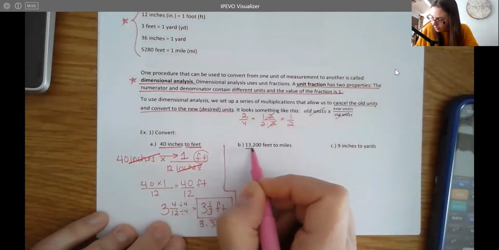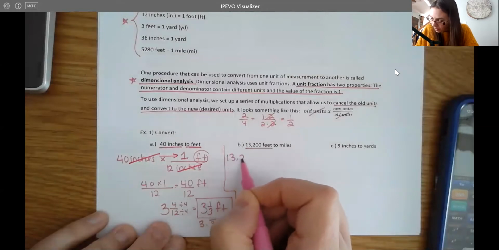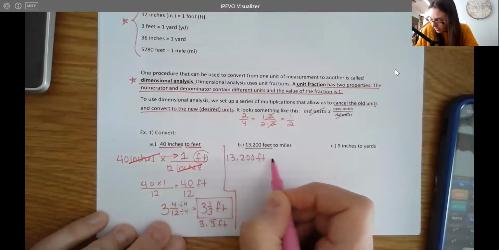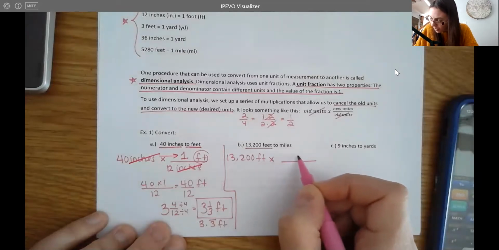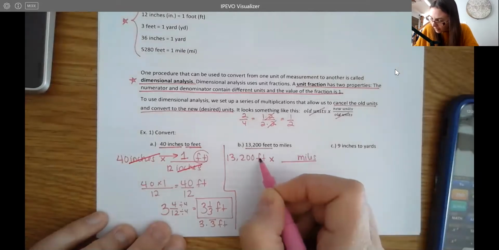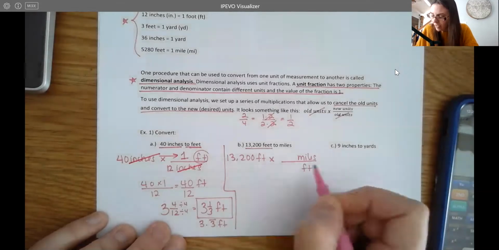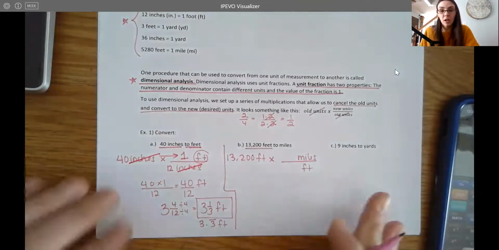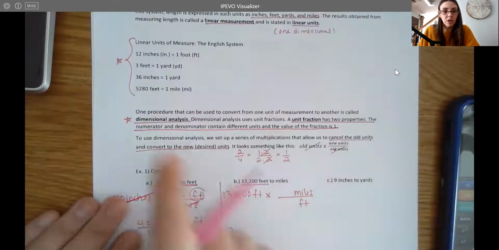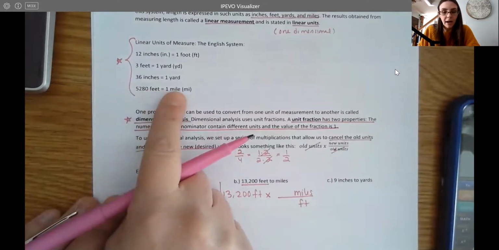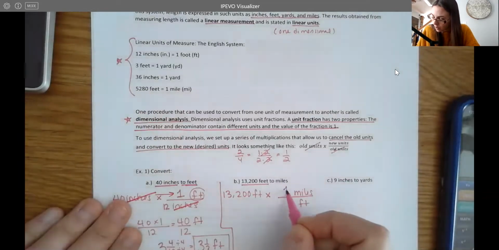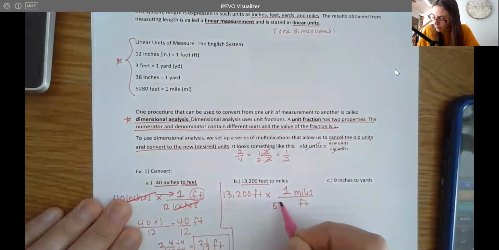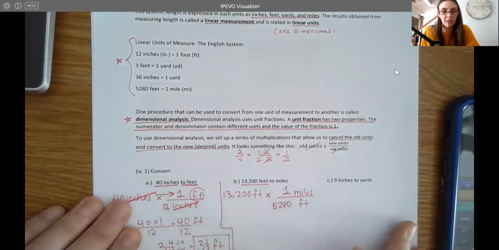So I'm starting with 13,200 feet, and I want to go to miles. So miles goes on the top, and then feet has to go on the bottom, so they cancel. But now I have to find something that's equivalent. If I go up to my chart here, I see that 1 mile is the same thing as 5,280 feet.